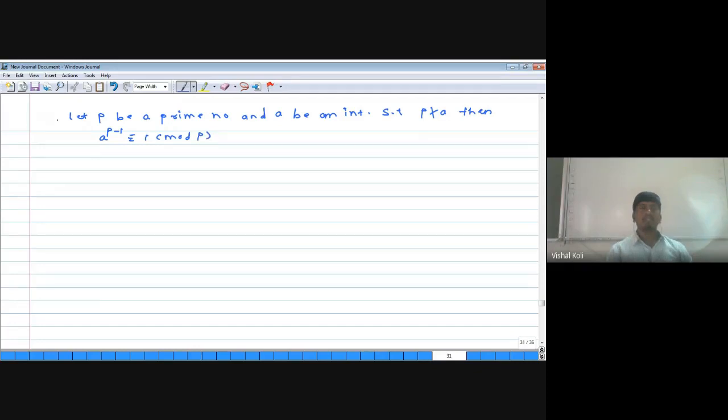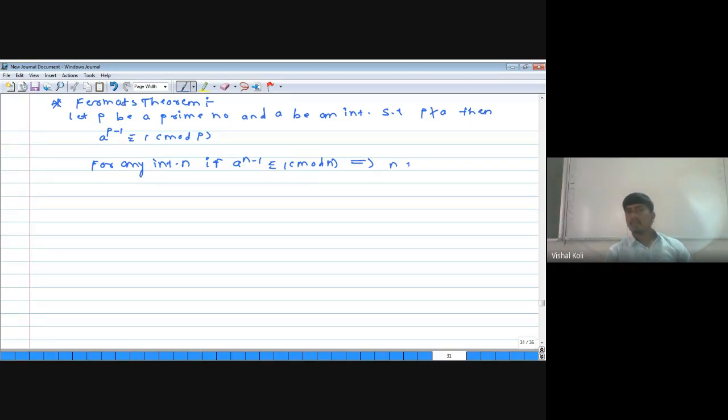Now we have to see whether its converse will be true. That is, if for any integer n, a to the power n minus 1 is congruent to 1 modulo n, whether it implies that this n is a prime number. That is what we have to check.